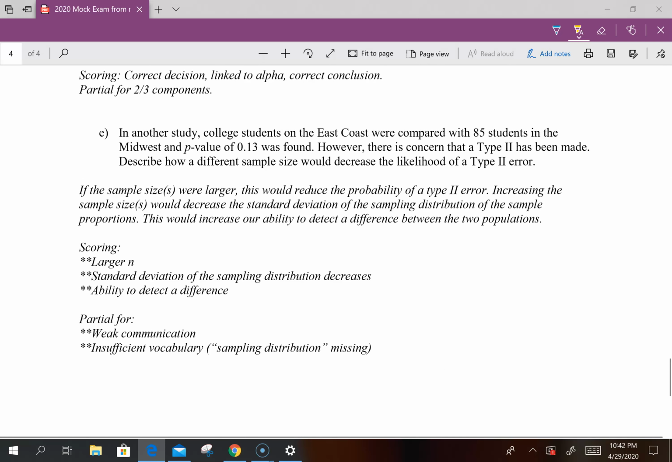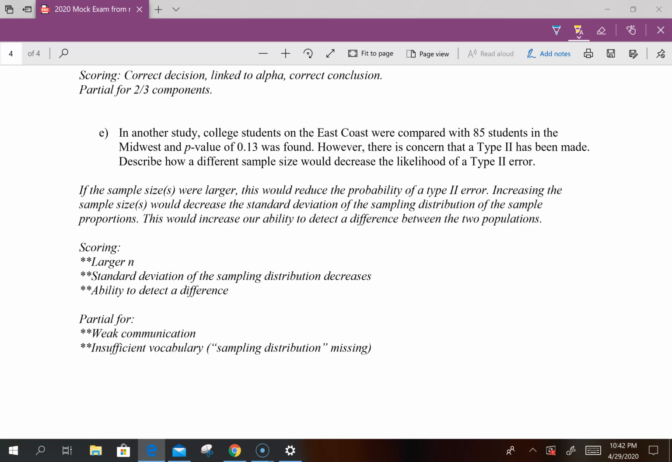Letter E. Another study, college students on the East Coast were compared with 85 students in the Midwest, and a p-value of 0.13 was found. However, there is a concern that a type 2 error has been made. Describe how a different sample size would affect the likelihood of a type 2 error. So if they used a larger sample size, it lowers your risk of a type 2 error.